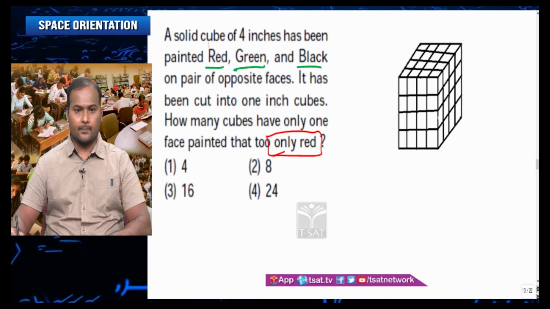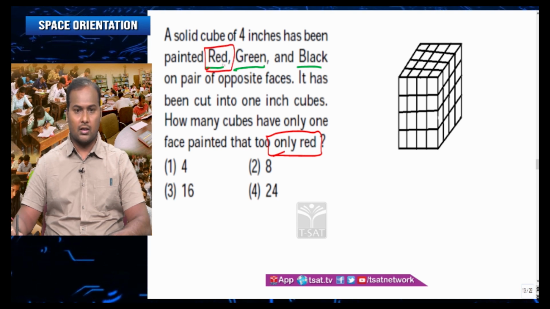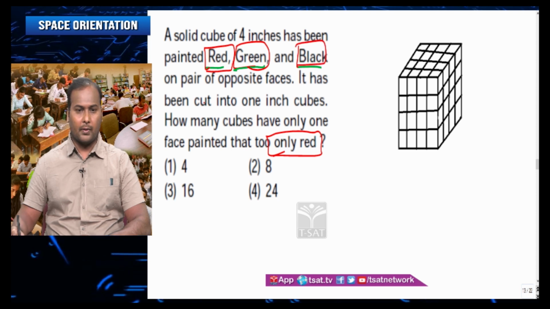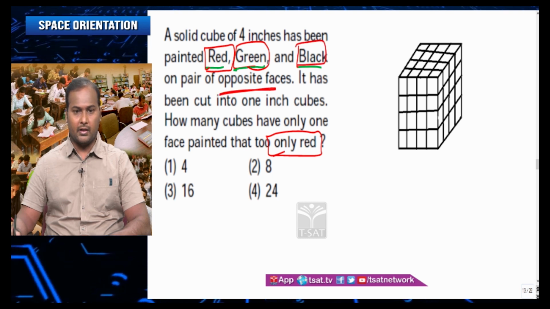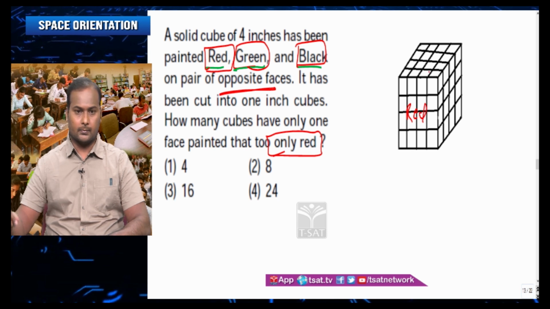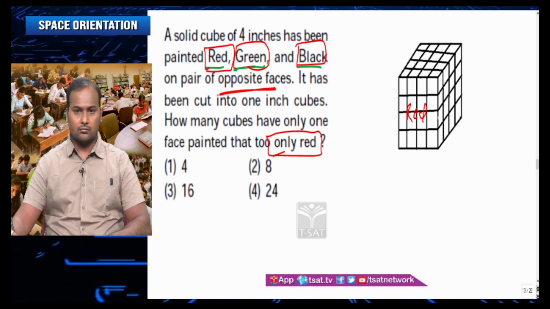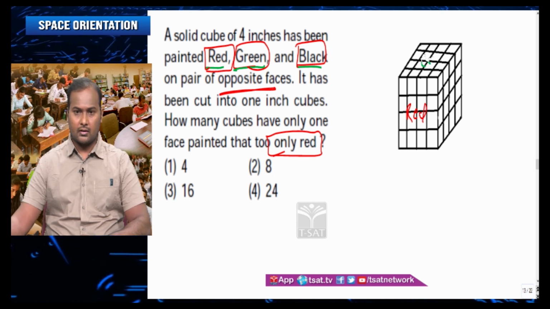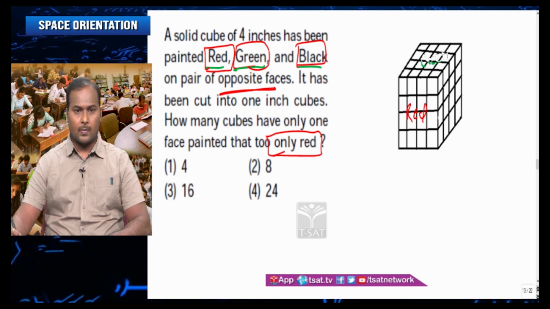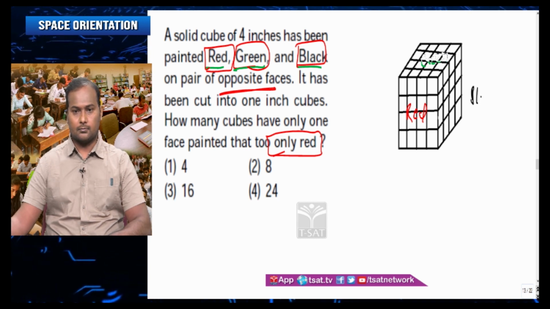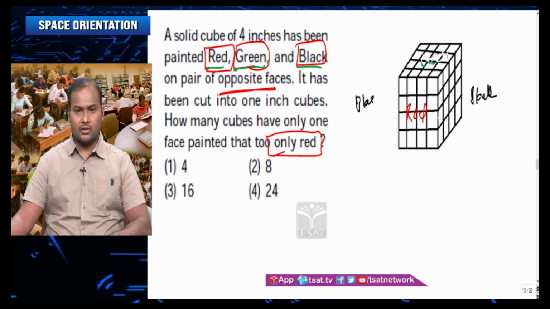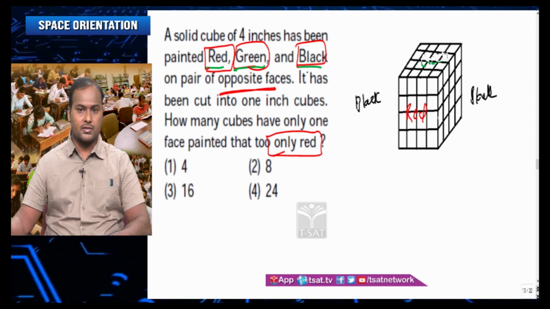The two only red. So total how many colors here? 3 colors: red, green and black on pair of opposite faces. Means if front is red, back is red. If top is green, bottom is green. If the right side is black, the left side is also black. So this is the meaning of on pair of opposite faces.